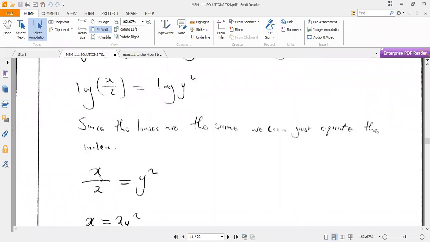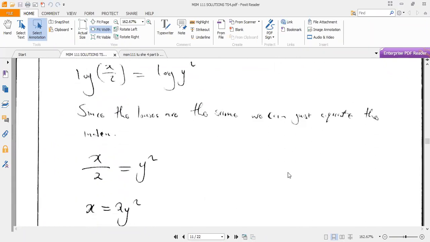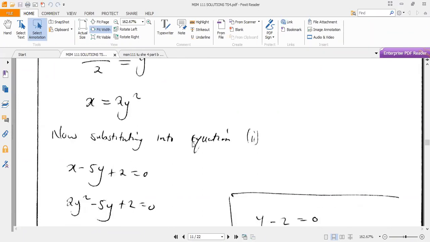So when you have this now, you just solve for x, isn't it? When you do your manipulation here, you can just cross multiply, right? So you have 2 times y squared, which gives us x is equal to 2y squared. So if you have found that your x is 2y squared, since we have been given this equation 2 here, we can easily substitute it in this equation here. We know that our x is 2y squared, so where there's x, we put 2y squared here, minus 5y plus 2 is equal to 0.